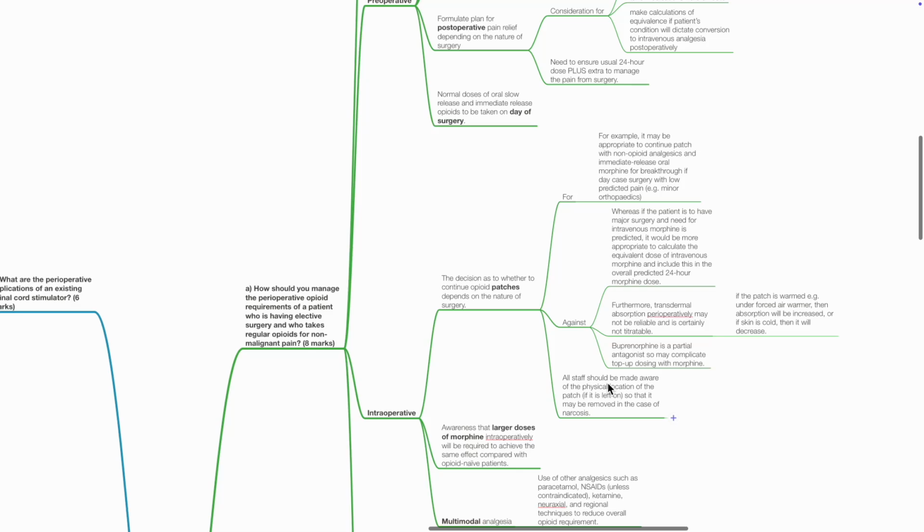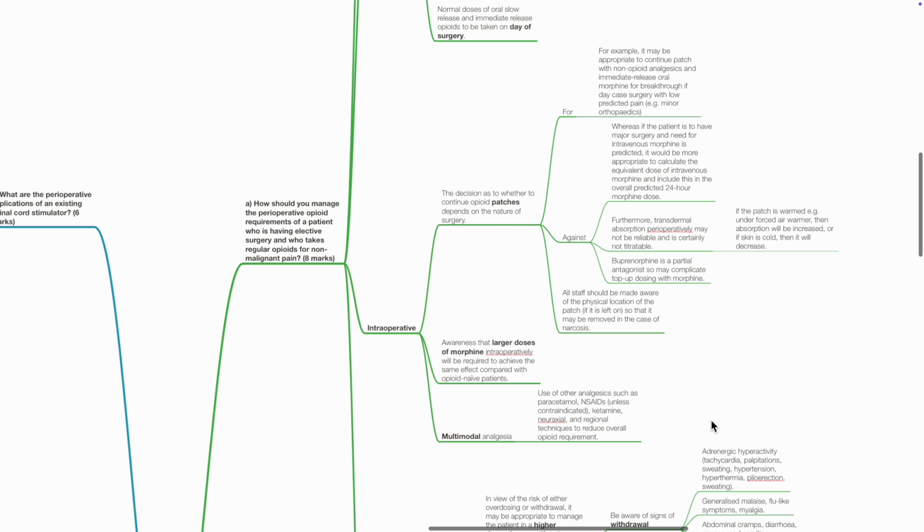Furthermore, transdermal absorption perioperatively may not be reliable and is certainly not titratable. If the patch is warm, for example under a forced air warmer, then absorption will be increased. If the skin is cold, then it will decrease. Buprenorphine is a partial antagonist, so may complicate top-up dosing with morphine. All staff should be made aware of the physical location of the patch if it is left on, so that it may be removed in cases of opioid narcosis.